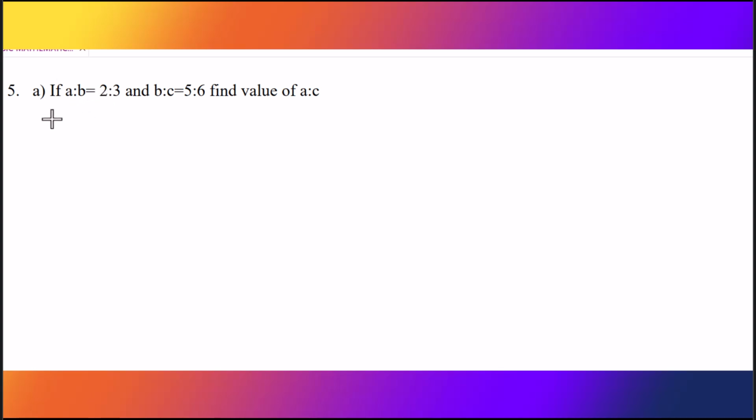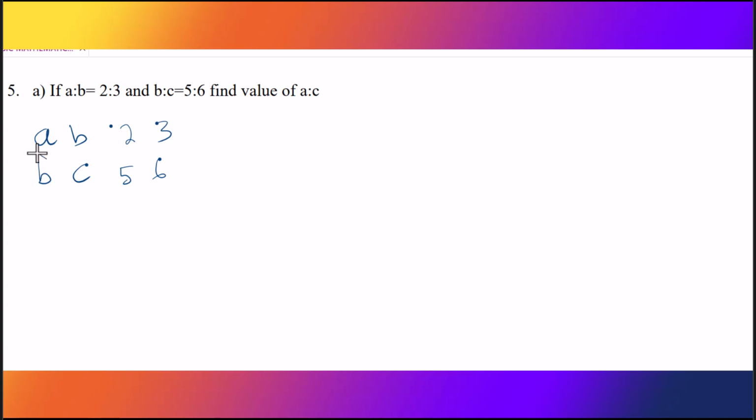In our previous video we were looking into a similar question which has to do with ratios. When dealing with questions like this, we already discussed that here it will be A to B, and here it will be B to C, where the ratios are 2 to 3 and 5 to 6. There are two ways of solving this.